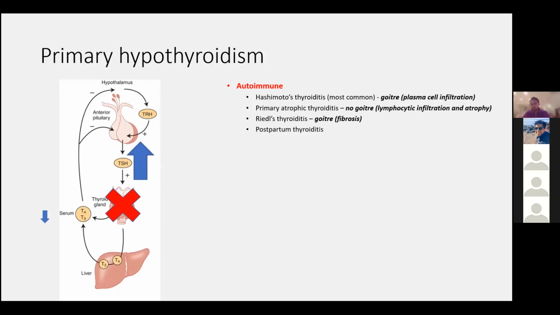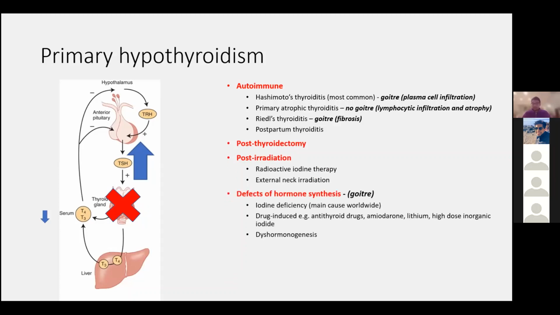More rarely is Riedel's thyroiditis, which is where there's fibrotic inflammation of the thyroid gland. And lastly, postpartum thyroiditis. Women who are near term or just given birth can also develop hypothyroidism in the underactive phase of that disease. Obviously, we have to think about thyroid issues that we can cause as clinicians. So whether we've irradiated the patient's thyroid gland, which can be external neck radiation or radioactive iodine therapy used in hyperthyroidism, or the patient's had a recent thyroidectomy.